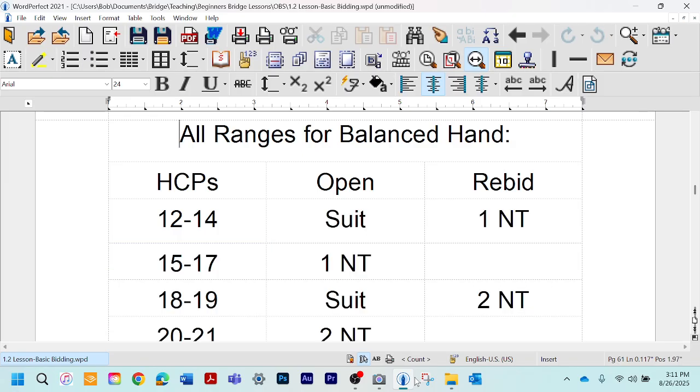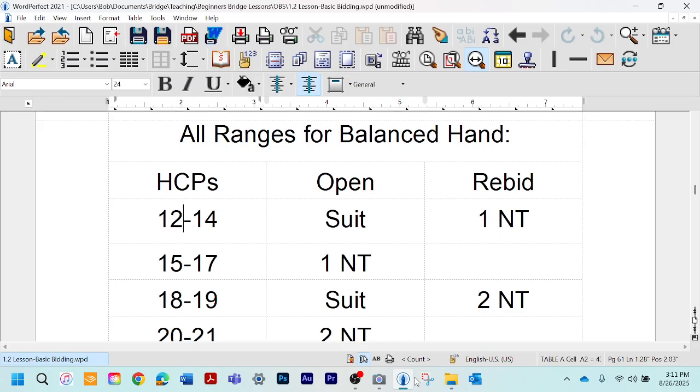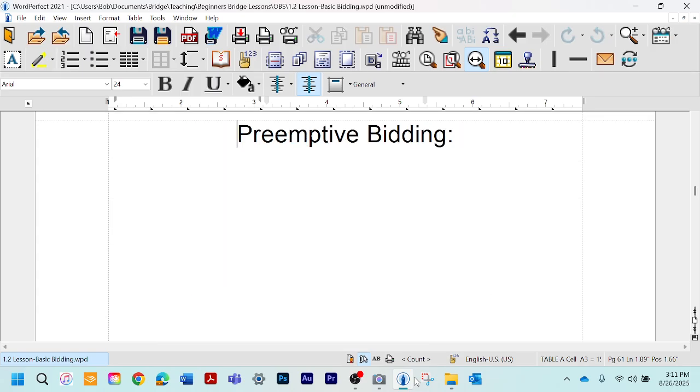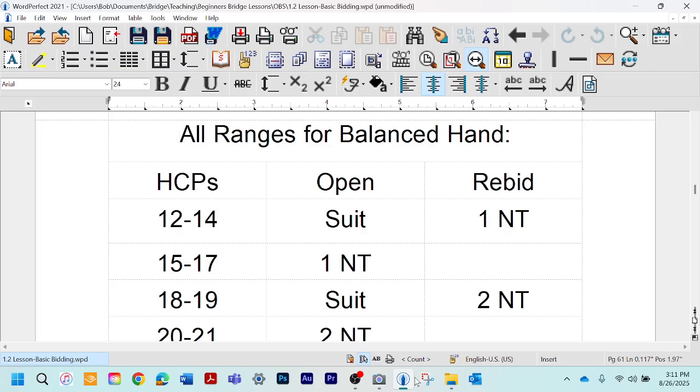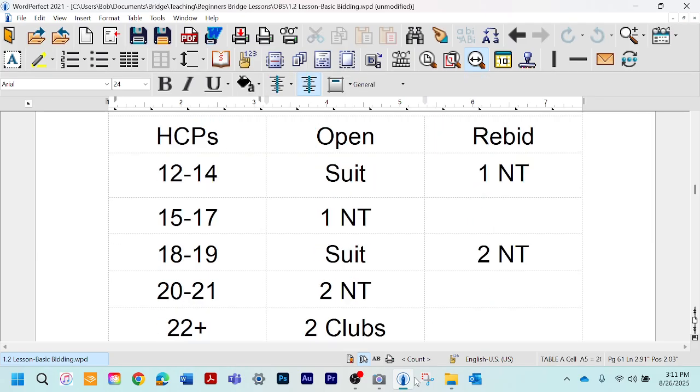So now we have a chart for all ranges of balanced hands. If you have a balanced hand with 12 to 14, you open with some suit, usually a minor, and then you bid one no trump. If you have 15 to 17, balanced hand, you open one no trump. If you have 18 to 19, you open one something, usually a club or diamond. And then when your partner bids, you jump to two no trump, saying you have 18 to 19. And if you have 20 to 21, you open with two no trump.